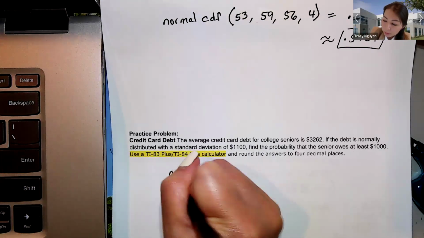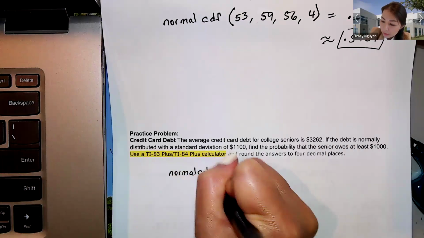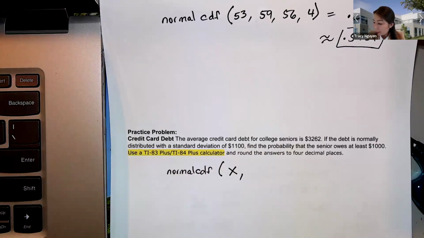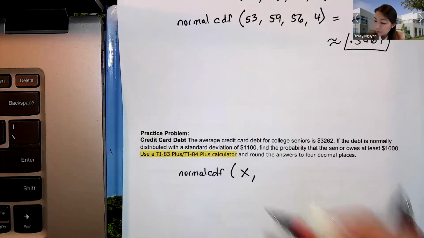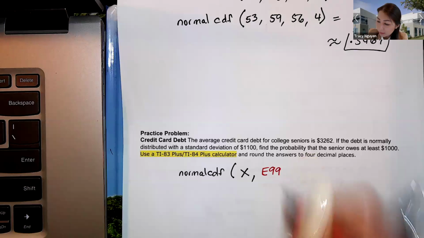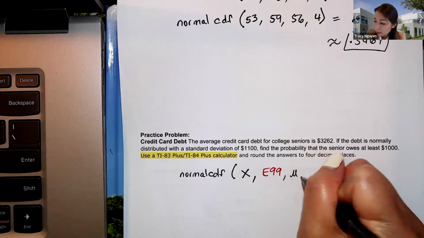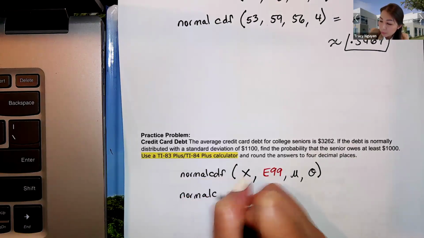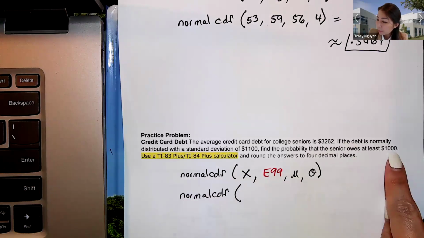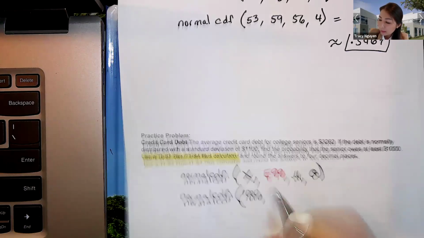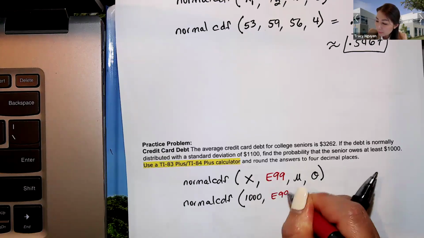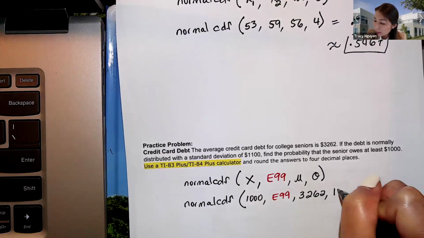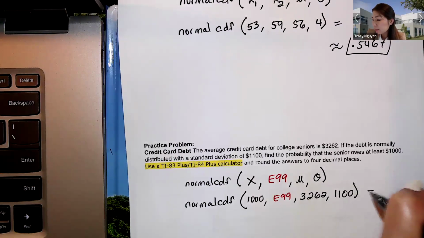So we do normalcdf. You have x, there's only one x value. And next you're going to do E99. You have mu and sigma, which we apply to our problem where we do normalcdf. Our x value is 1,000, E99. Our mu value is 3,262. Sigma is 1,100. Close it, press enter.